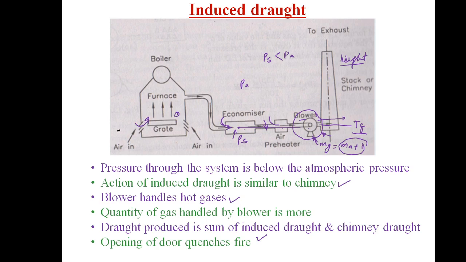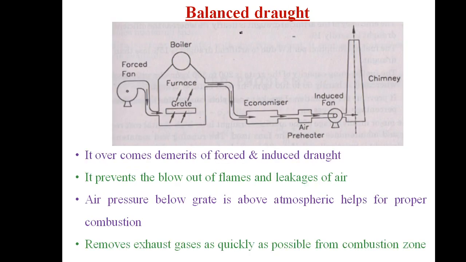Air from the air preheater is passed in order to maintain temperature, and if by mistake anyone opens the door of this furnace, then cold air from the atmosphere enters the combustion chamber and quenches the fire. Then coming to balanced draught.